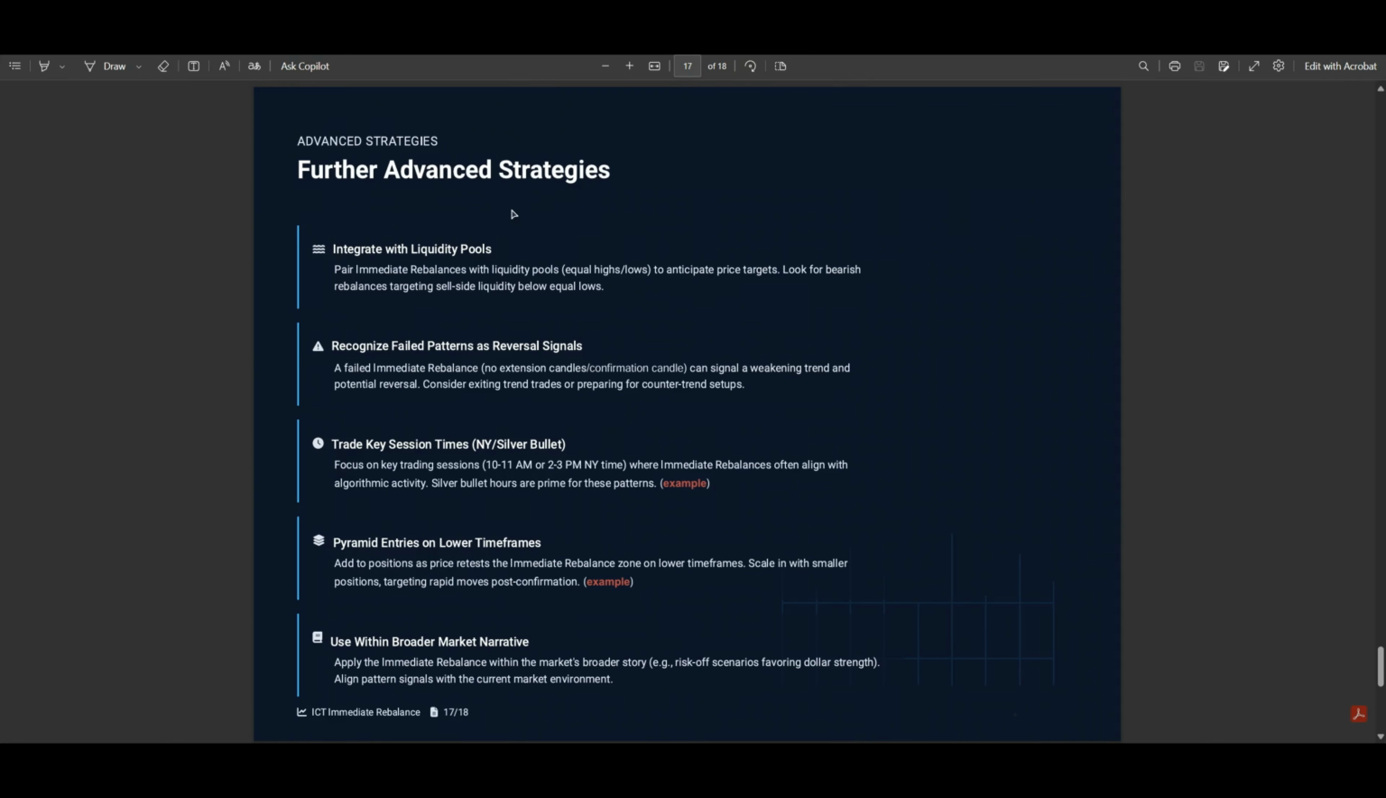All right, so further advanced strategies. So integrate with liquidity pools. Pair immediate rebalances with liquidity pools, equal highs/lows, to anticipate price targets. Look for bearish rebalances targeting sell side liquidity below equal lows.